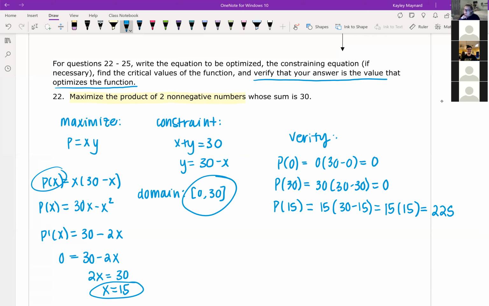Okay, great. So that's 225. That's clearly the biggest output. So yes, 15 is the value that maximizes the product. That's correct. So your answer would be x is equal to 15.